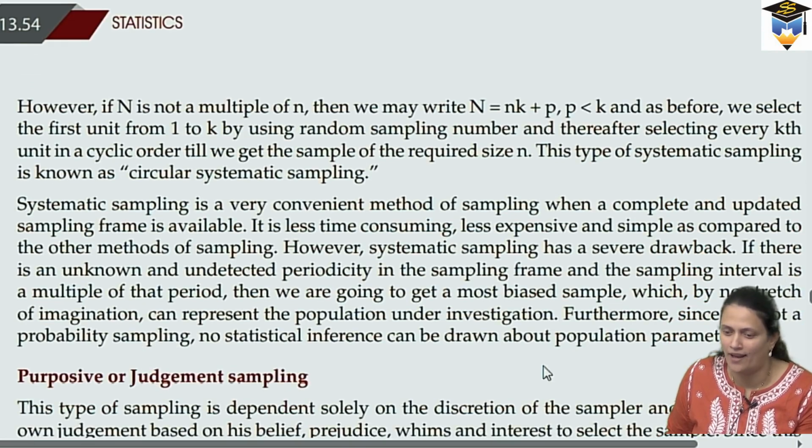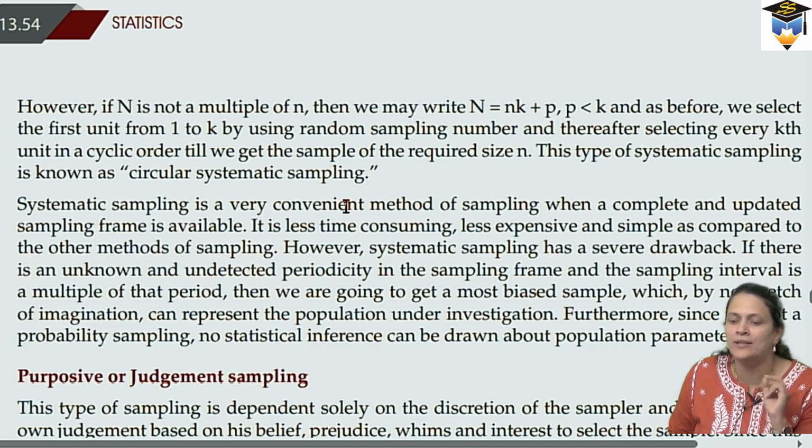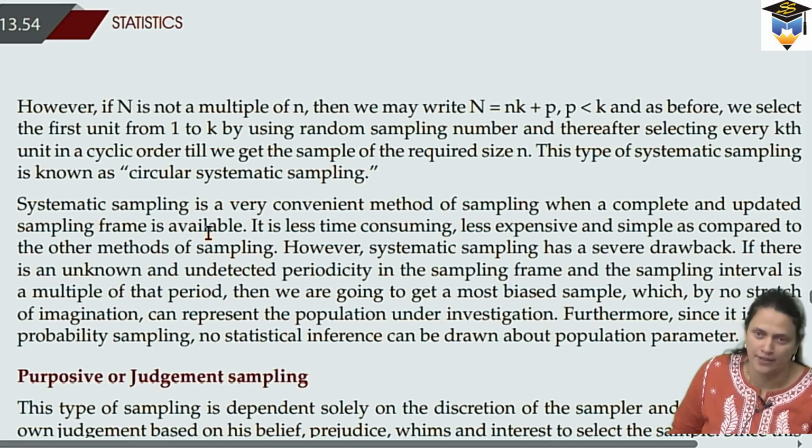Systematic sampling is a convenient method of sampling when a complete and updated sampling frame is available. It is less time consuming, less expensive and simple as compared to other samplings.